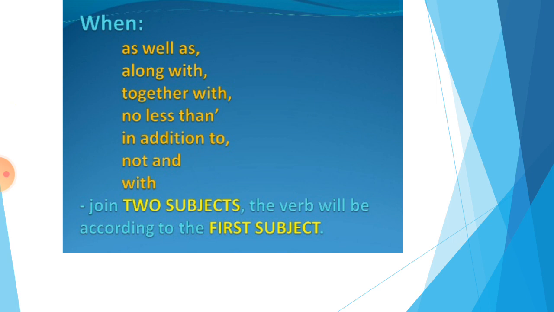When we use as well as, along with, together with, not less than, in addition to, and with, in this case, if we join two subjects, the verb will be according to the first subject. You must remember this. If we are using these words and if two subjects are joined, then the verb must be according to the first subject. If the first subject is plural, the verb must be plural. If the first subject is singular, the verb must be singular.